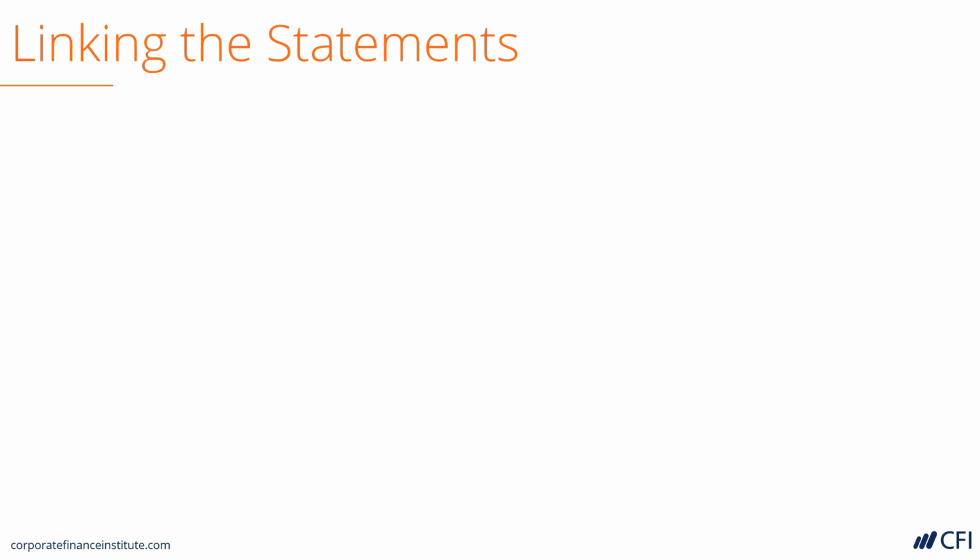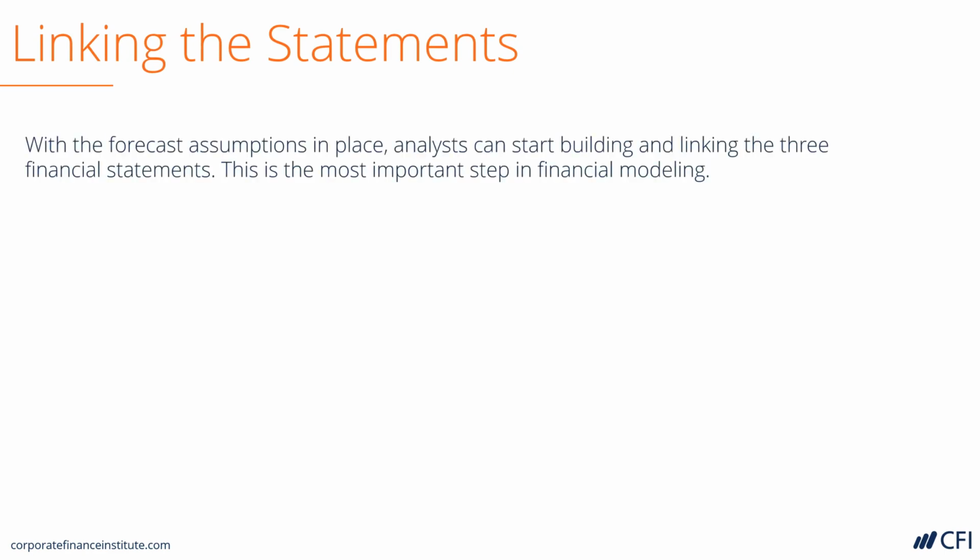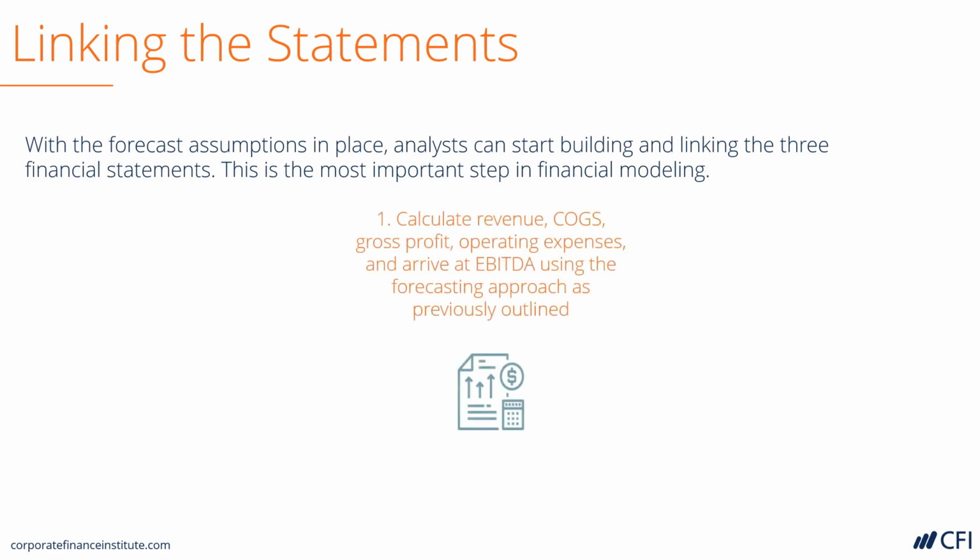Once you know how to drive a forecast, you need to look at linking the financial statements. Let's look at the steps that are required for building an income statement, balance sheet, and cash flow statement. You start at the top of the income statement by calculating revenue, cost of goods sold, and as many line items as you can. Once you reach EBITDA, you'll have issues calculating interest and depreciation without additional schedules.